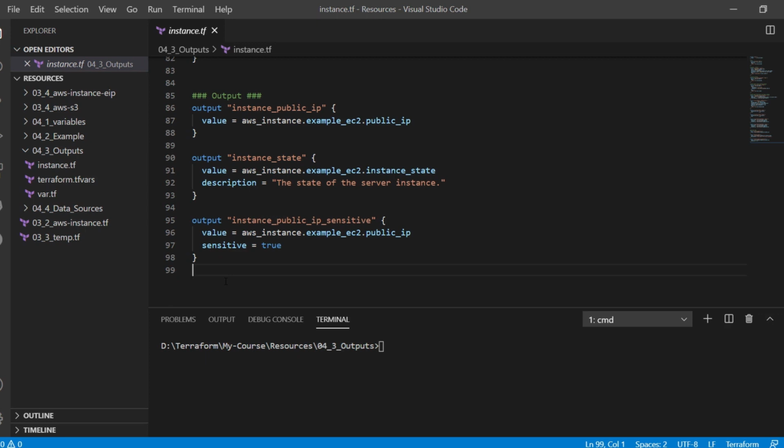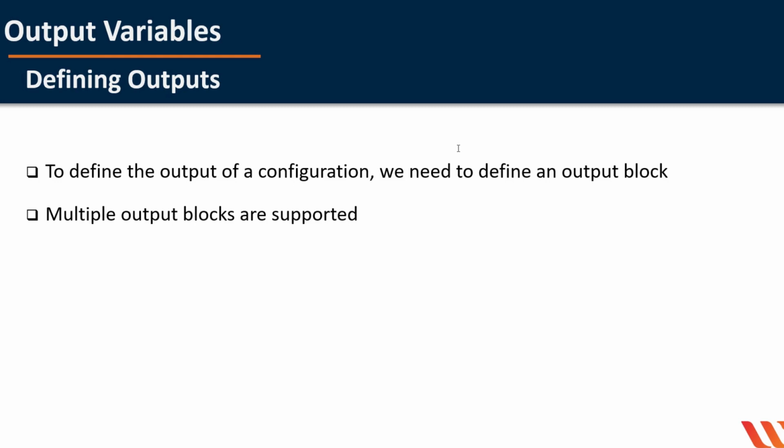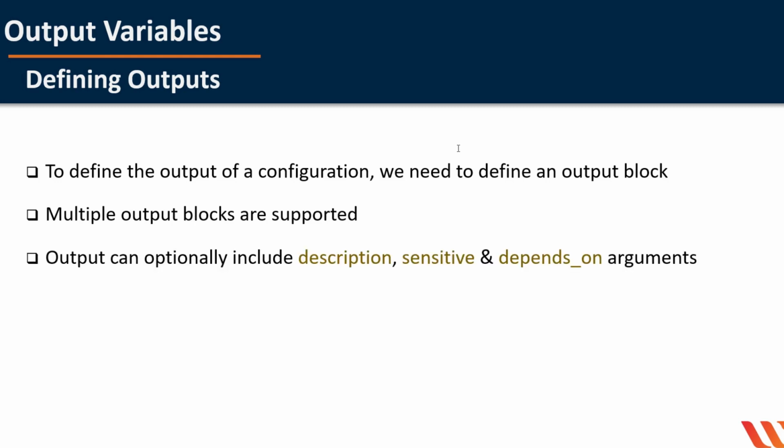The value argument takes an expression whose result is to be returned to the user. Any valid expression is allowed as an output value. In this particular case, we are outputting the public IP attribute of the EC2 instance. Multiple output blocks are supported. Also, the output blocks can optionally include description, sensitive, and depends_on arguments, which we will understand in the example.